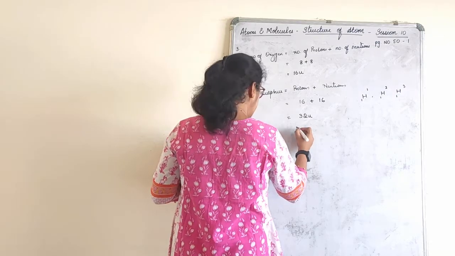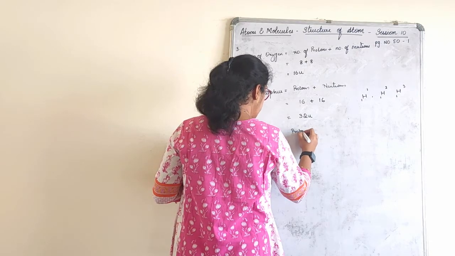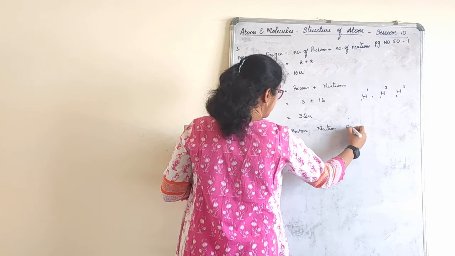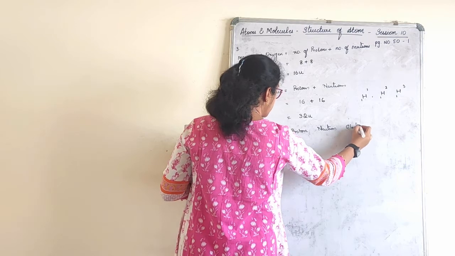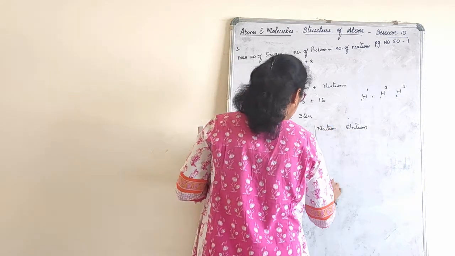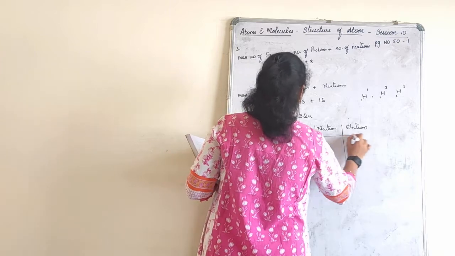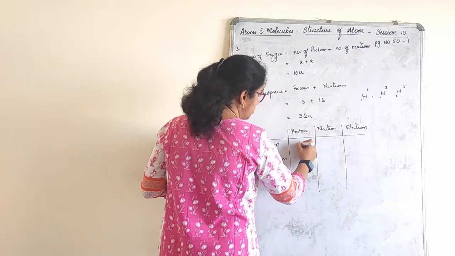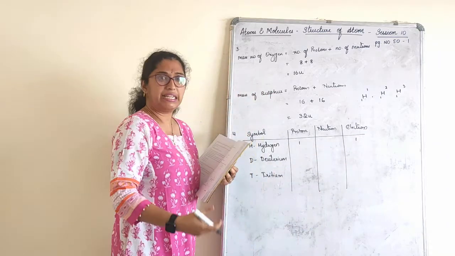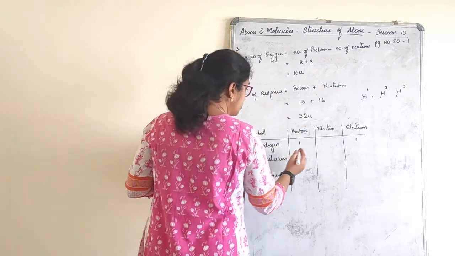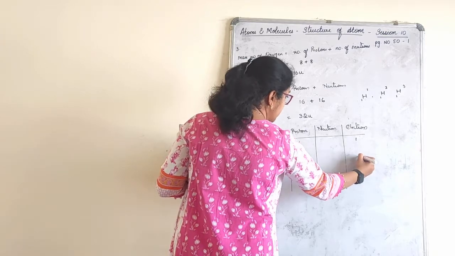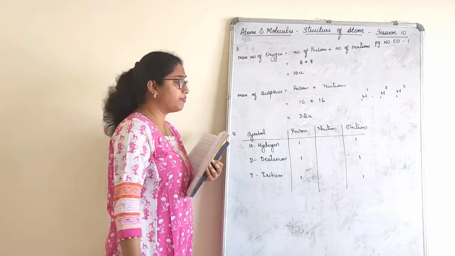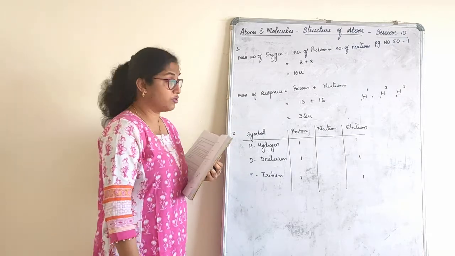What are subatomic particles? Proton, neutron, electron. So number of protons in hydrogen is 1, electrons also 1, right? First let us finish that. We know that. Deuterium, protons 1, atomic number we are representing 1. Tritium 1 and 1. Very clear? Number of protons are always equal to number of electrons.